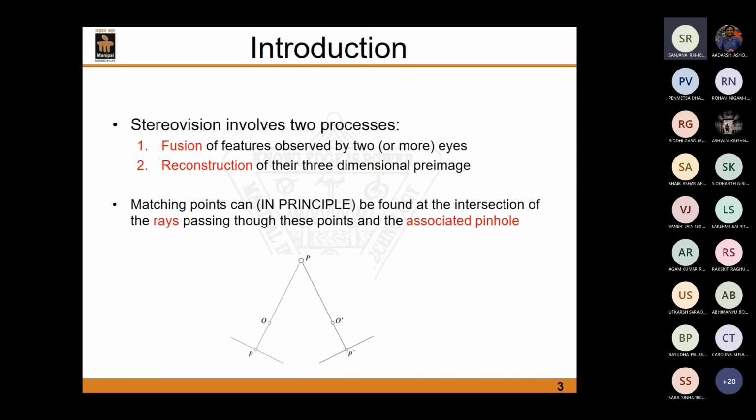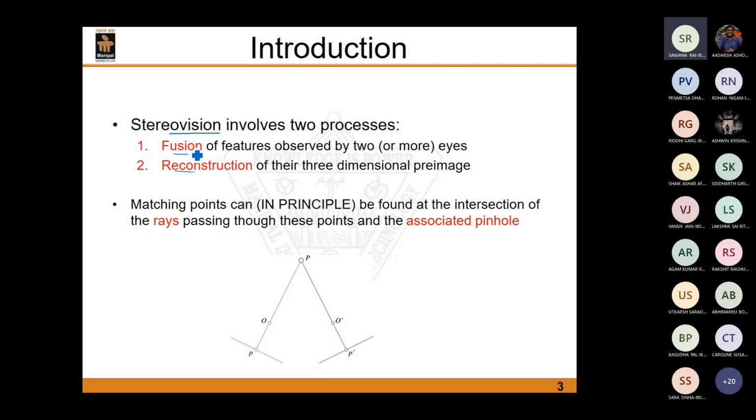Now we'll discuss in detail the stereopsis method, also called the stereo vision method. We say stereo in the sense that we are using two images. So stereo vision, stereopsis, and stereo cameras all come under the same process. This stereo vision method can be thought of as two different processes: one is called fusion and the second one is reconstruction.